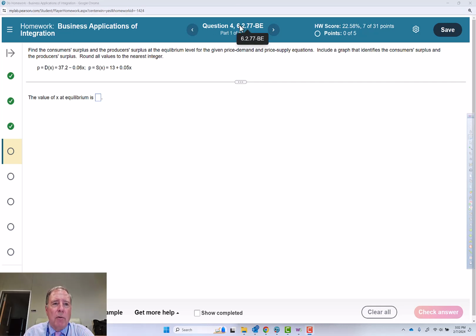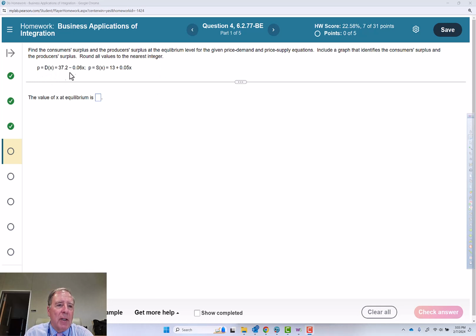This is question 4 in the Business Applications of Integration assignment. Find the consumer surplus and the producer surplus at the equilibrium level for the given price demand and price supply equations. Include a graph that identifies the consumer surplus and the producer surplus. Round all values to the nearest integer.